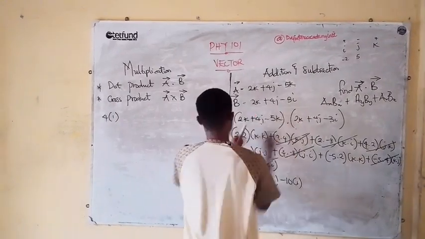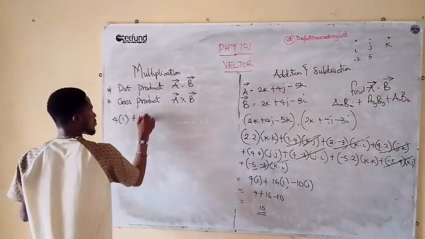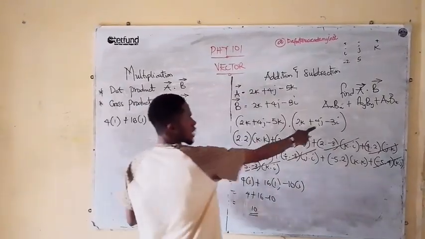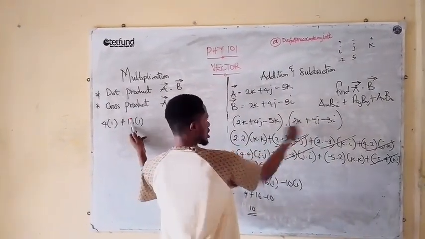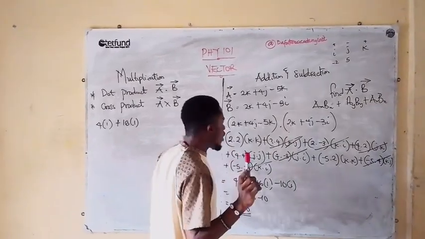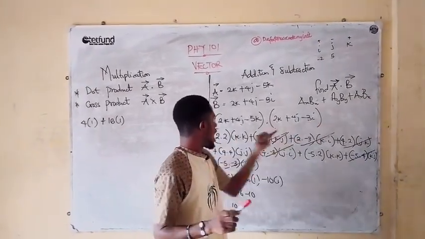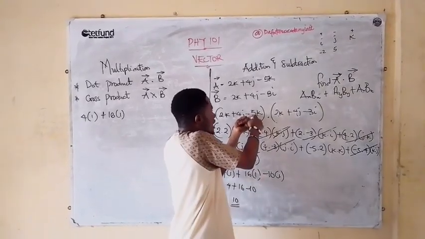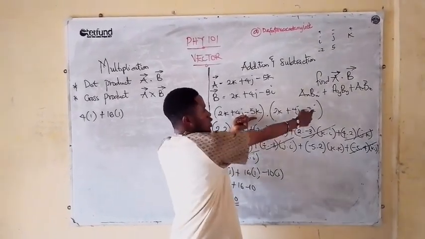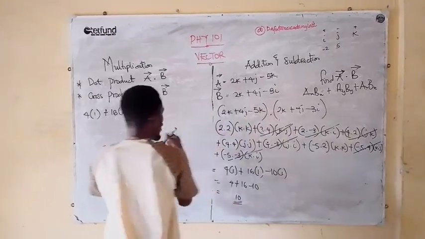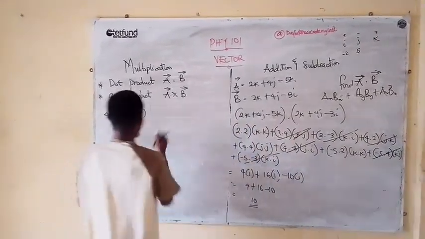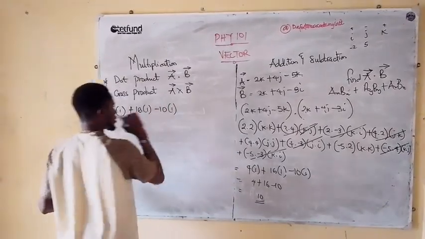I'll do this one times this one. So I have plus what? 16 bracket 1. That is 4 times 4, giving you 16. This times this is 1. I'm done with 4J. I cannot do it with this one. I'll go to this one. I cannot do it with this one, but I can only do it with this guy. So I have minus 5 times 2. Give me what? Minus 10 bracket 1.